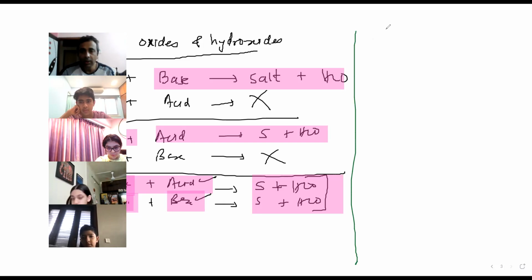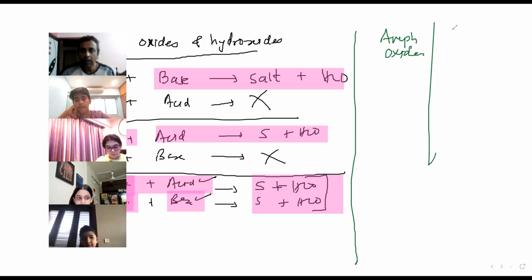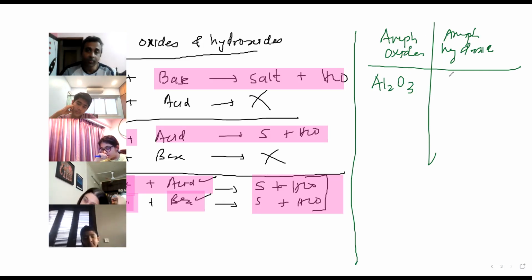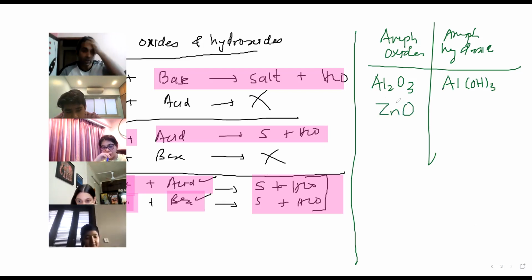Following amphoteric oxides and amphoteric hydroxides. In amphoteric oxides, aluminium oxide. Aluminium oxide is an amphoteric oxide. Matlab, aluminium oxide can react with acid also. It can react with base also. In hydroxides, of course, aluminium hydroxide. Okay, that's one. Second, amphoteric oxide example, zinc oxide. Zinc oxide is an amphoteric oxide. So zinc oxide can react with an acid also, can react with the base also.